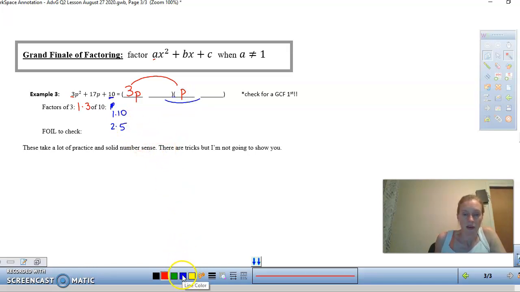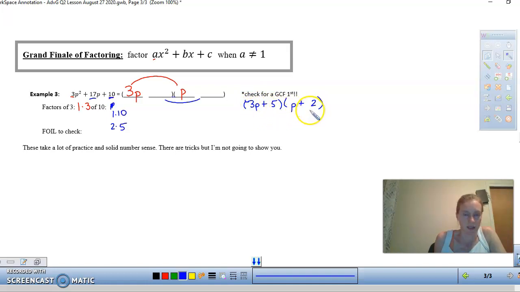Now, I can already see which one is going to work to get me combined like terms of 17, but this just takes a lot of practice to know that. So I'm going to go through one that doesn't work and then the one that does work. Off to the side here, I'm going to just do 3p and the p. Then I'm going to put in the 2 and the 5, the 2 here and the 5 here.